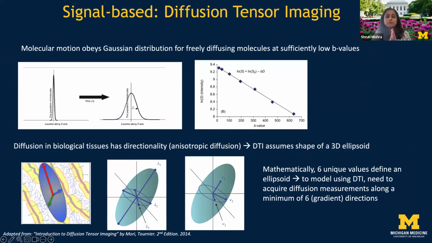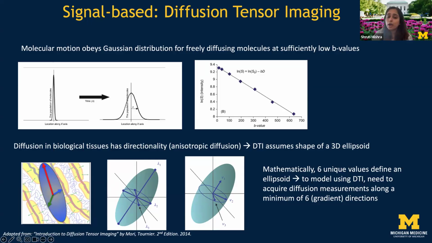So, diffusion tensor imaging is the quintessential signal-based representation strategy. It models molecular motion as one would expect for freely diffusing molecules obeying a Gaussian distribution. It's a valid assumption for freely diffusing molecules at sufficiently low b-values. DTI makes the assumption that diffusion in biological tissues has directionality, or in other words, is anisotropic, and models that anisotropy using the shape of a 3D ellipsoid.